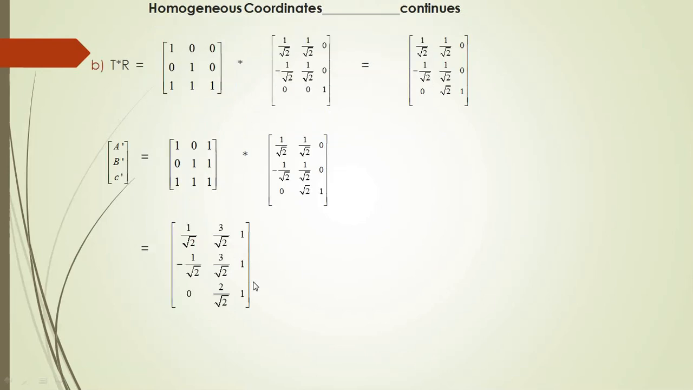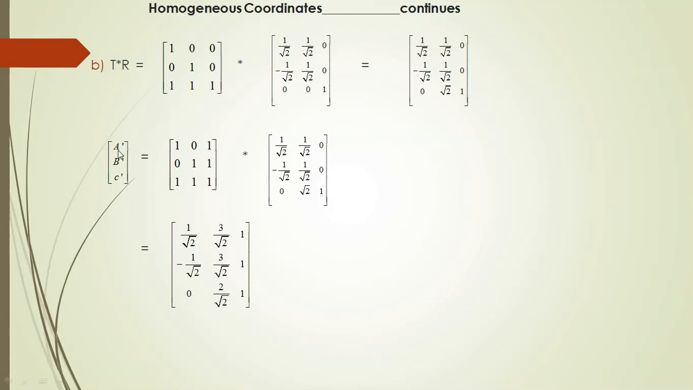Then after that, the second question, that is B. First of all, we translated the triangle by one unit in the x and y direction, and after that we rotate this triangle by 45 degrees. Okay. So here is our translation matrix into our rotation matrix. This is our rotation matrix, and we got this answer.